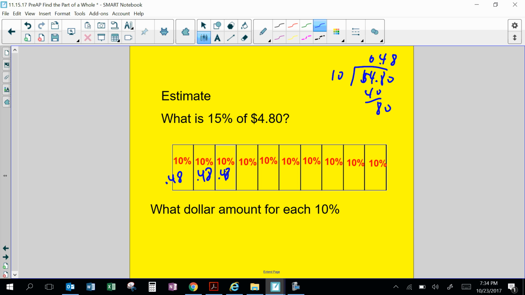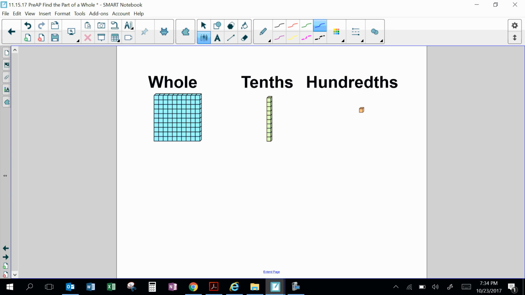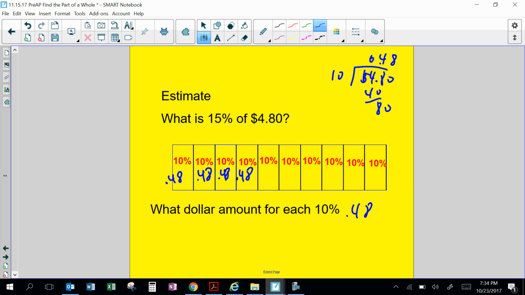48 cents, 48 cents, 48 cents. So what dollar amount for each 10%? 48 cents. But we're looking for 5%. So if 10% is 48 cents, that means 5% is half of it, or 24 cents. So it's about 72 cents. That is one way you can solve it.